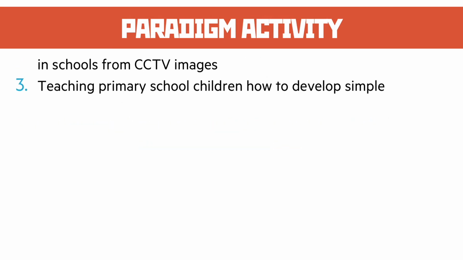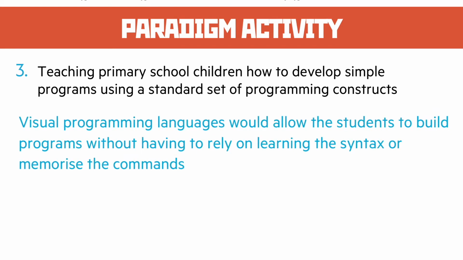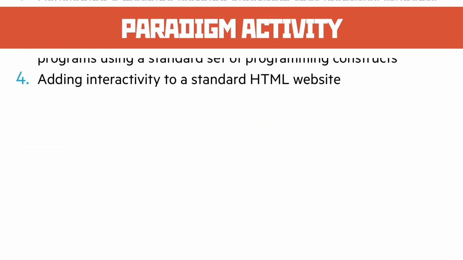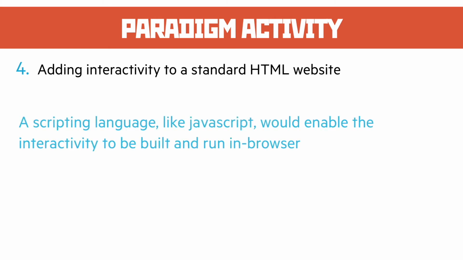3, teaching primary school children how to develop simple programs using a standard set of programming constructs. A nice technical way of saying basically we want visual programming languages because it allows them to drag and drop things without having to learn the syntax or memorize the commands. Part 4, adding interactivity to a standard HTML website. Well, that would be scripting because JavaScript is what we need to allow that interactivity to happen.